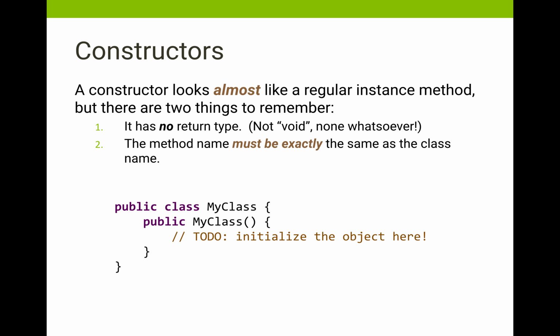So it looks almost like a regular instance method. So there's no static, but there's also no return type. None, not void. So look right here between public and the class name. So I got my class name. I create a method with the class name. Got my parentheses. And there's nothing here. It's not void or anything. It must be exactly, the method name must be exactly the same name as the class. This method here will get called as a constructor whenever you do new on an object. No return type.